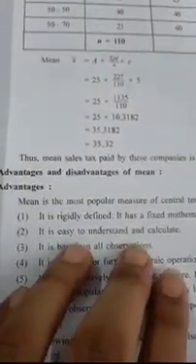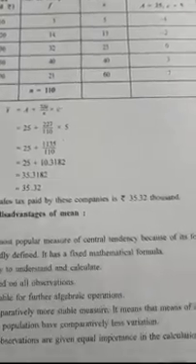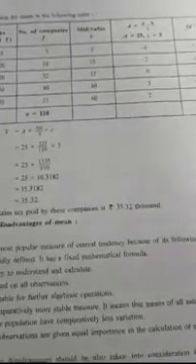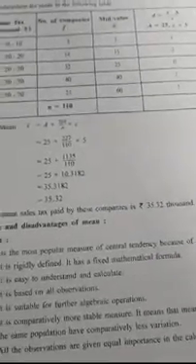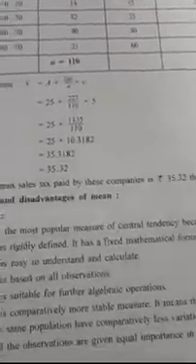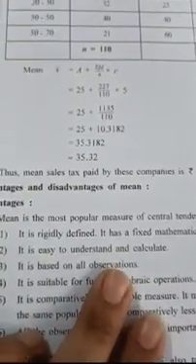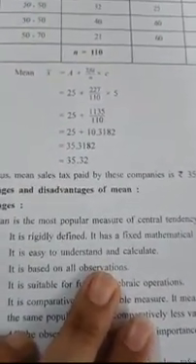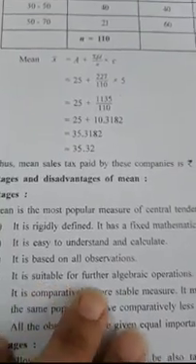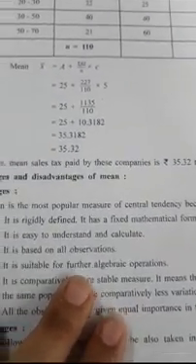Second, it is easy to understand and calculate. As we have seen in the characteristics, we can easily calculate it because the formula is fixed, the pattern is fixed, the steps of finding the answer are all fixed. We are not needed to learn particular steps. That's why it is very easy. Third, it is based on all of the observations, including each and every observation. Fourth, it is suitable for further algebraic operation. We have mathematical formulas there.